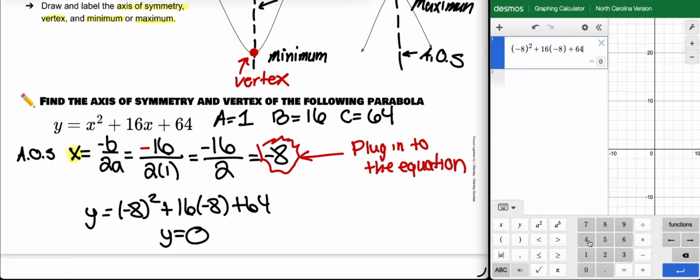All right, with my y value being 0, now remember I told you that the vertex is a point. So for the vertex, we have to make an ordered pair. That ordered pair is going to be that negative 8 that we got for the axis of symmetry and that y value that we got after we plugged it in, okay? So that's that example there.